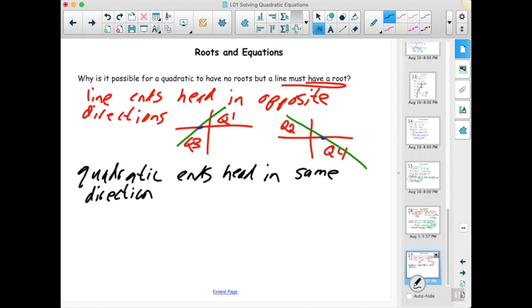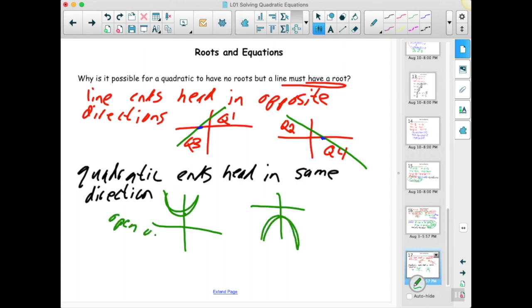So let's think about that. So let's think about a quadratic that opens up but has been shifted up, no roots. Or a quadratic that's opened down and has been shifted down. So open up, shift up, no roots. Open down, shift down, no roots.